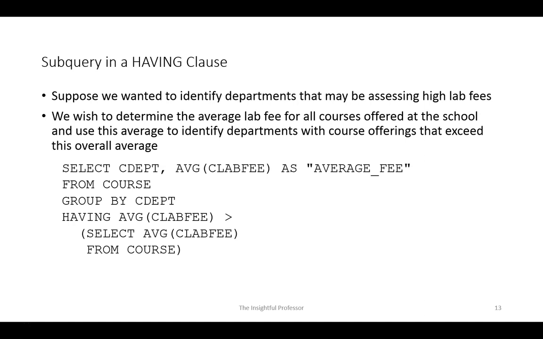These would be the departments whose average lab fee is greater than the overall average of all courses. So the subquery determines the overall average lab fee, and this value is used to perform a group-level test among all intermediate groups. Remember, we're using the group by to group rows according to department, and then we use the having clause to filter the groups that were formed. In this case, the filtering occurs by saying the average lab fee must be greater than what's returned by the subquery, which is the overall average lab fee for all courses offered at the school.